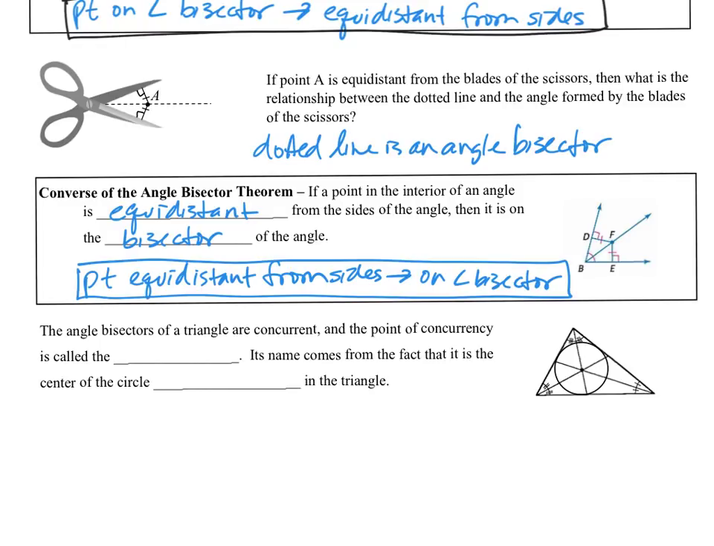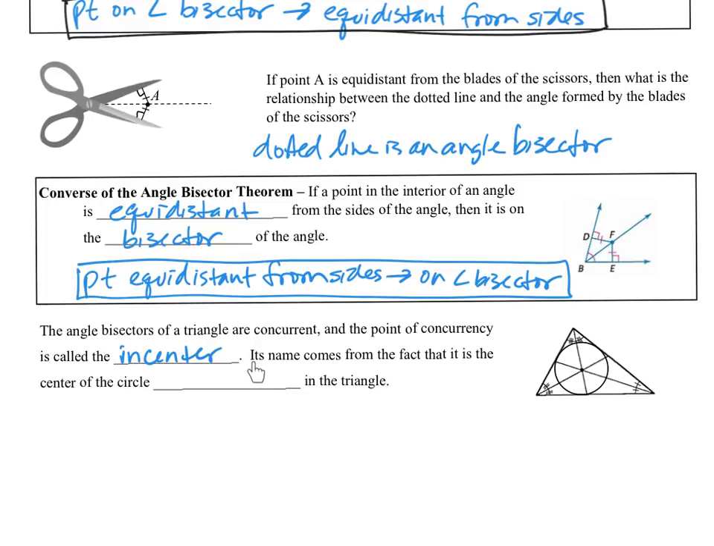You might recall a while back when we were doing a project, it was a project on constructions, and you actually constructed the incenter of a triangle. And the way you constructed that is you constructed the three angle bisectors of the triangle, and you found their point of concurrency. Well, now you know that that point has a name. It's called the incenter. Now, why is it called the incenter?